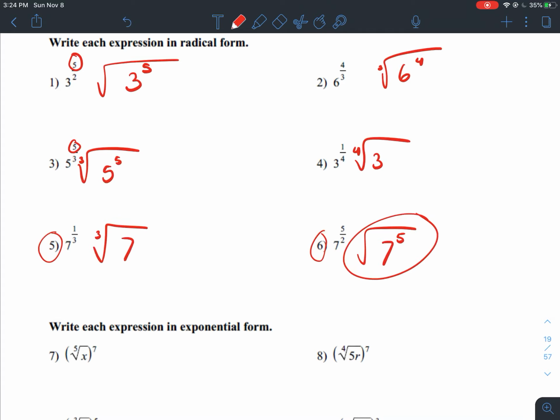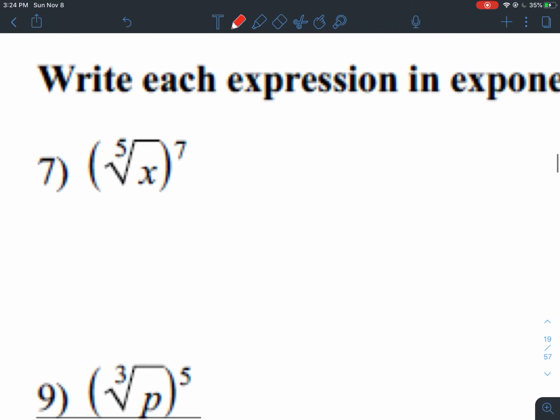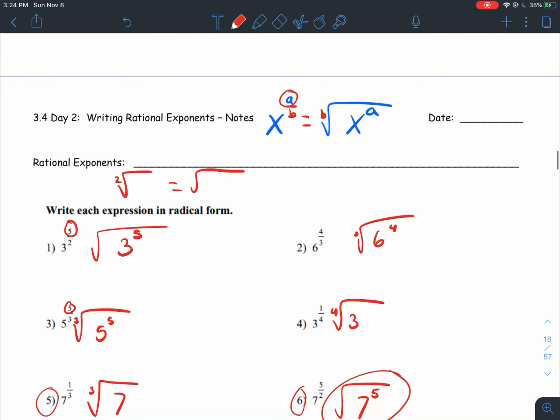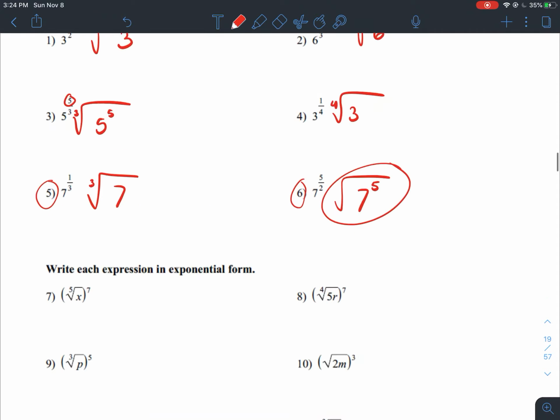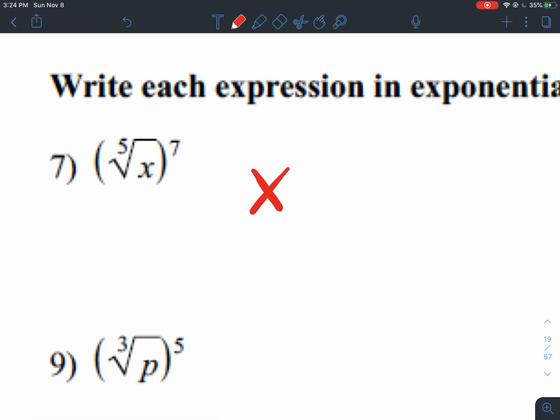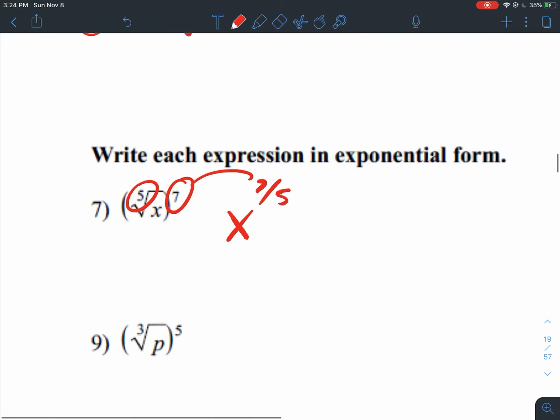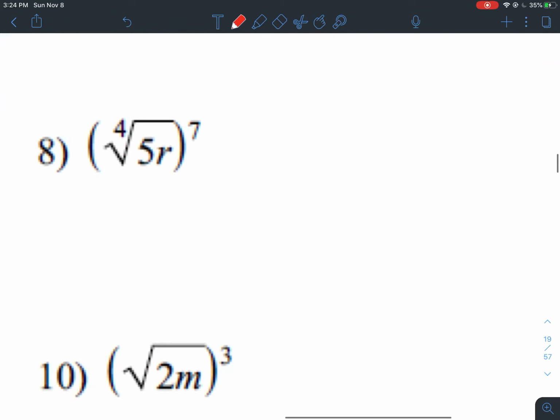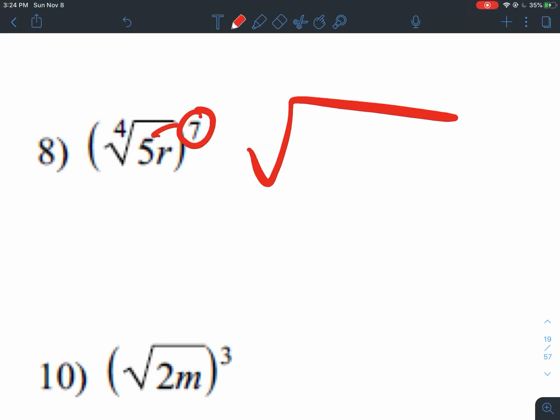Now, let's try this one. Now we're going to do the opposite. We're going from the radical form to the exponential form. We're going to do the exact same thing. Look what happens when we go back. The number that's in the radical goes in the denominator. The number that's associated with the x goes into the numerator. So for this one, it would be x to the 7/5. The 7 went on top, the 5 went on the bottom. One thing I want to point out: this power of 7 goes to both of these, so it should be in parentheses.